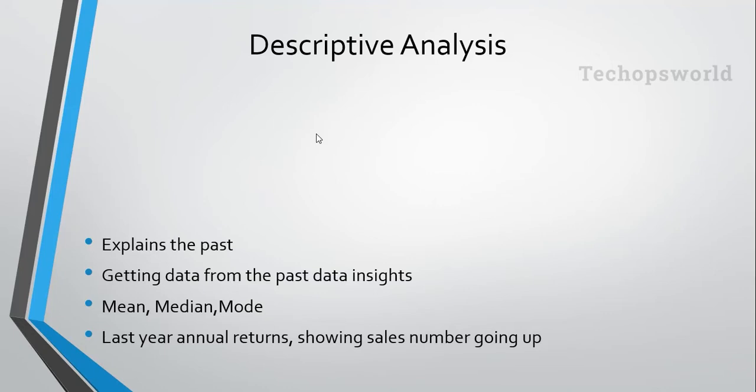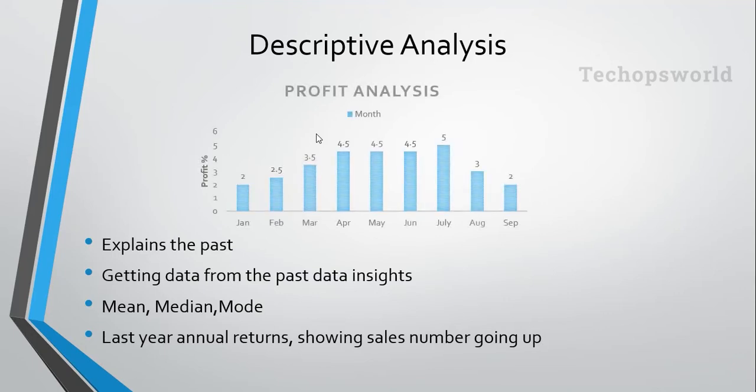For example, if you want to know about the annual returns of a textile industry or a hotel, then we put a graph like this, with months on the x-axis and profit percent on the y-axis. This is a rough figure and does not represent any real data. So if you see here, January contributes about 2% of the profit, whereas the highest, a 5% profit, happened in July. This is just a visual representation of the data we have.